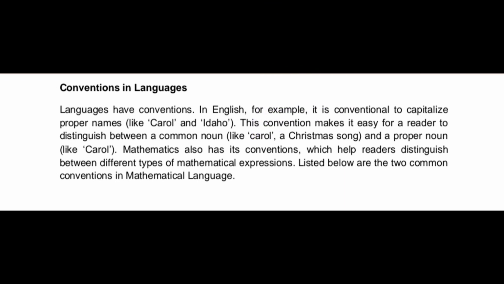The language have conventions. In English, for example, Carol and Idaho, karaniwang ginagamit ang malalaking titik sa pagsulat ng mga proper names. This convention make it easy to know yung pagkakaiba sa pagitan ng common noun. Like carol, it is a Christmas song. At ang isa namang Carol ay ito naman yung tinatawag natin na proper noun. Based on this module, ang mathematics also has its convention. Ito yung tumutulong din sa ating mga mambabasa na makilala o maunawaan ang iba't ibang uri ng mathematical expression.